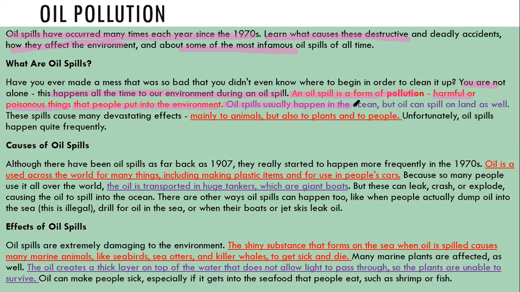Oil spills usually happen in the ocean. Why? Because we usually transport oil through the oceans from one continent to the other one. That's what happens. But oil can spill on land as well. Yes, it's possible to have it on land. That also will give us lots of problems. Very hard to clean up.